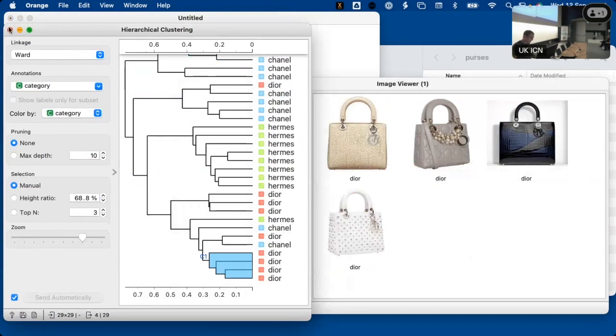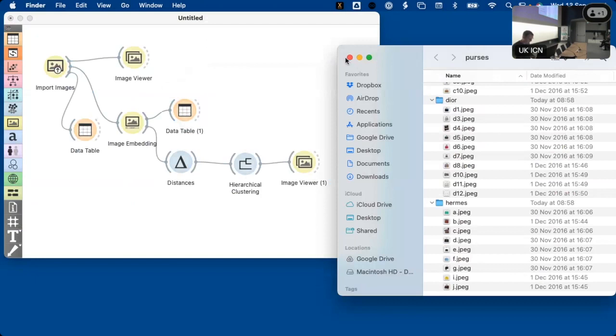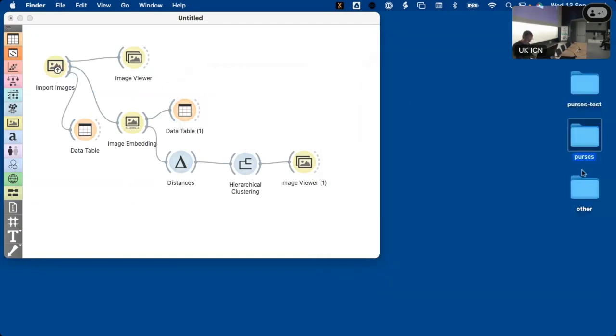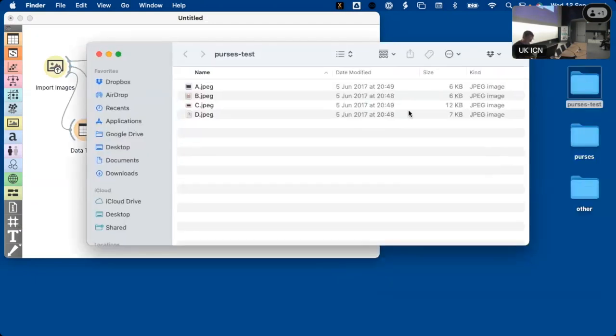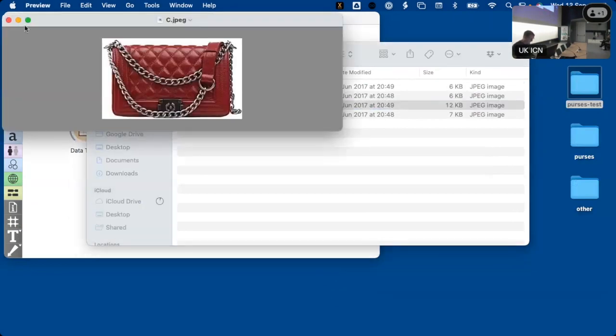I also told her that clustering is a typical data science approach in machine learning. It's one of the basic ones for exploratory data analysis, but you can do more. We can go on the web and collect some other images of the purses. I named them A, B, C, D, but they look like this. So A looks like this, and C looks like this.